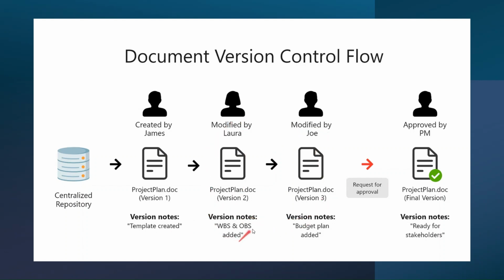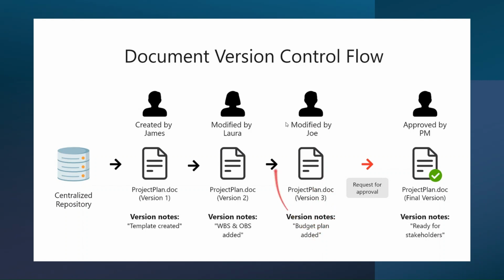This person does the same thing, pushes it to the central repository. You understand? From the central repository, Joe pulls it. Okay, so Joe pulls it. Also, did some editing, updated it. It says, oh, budget plan added.